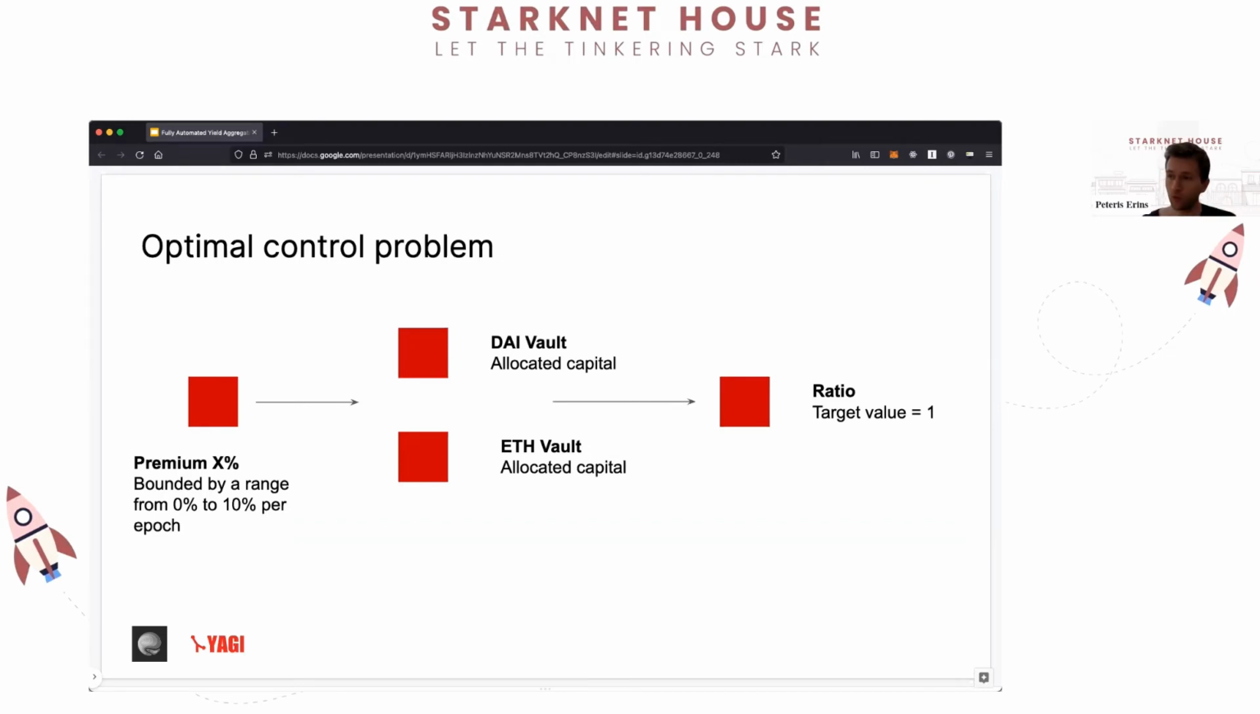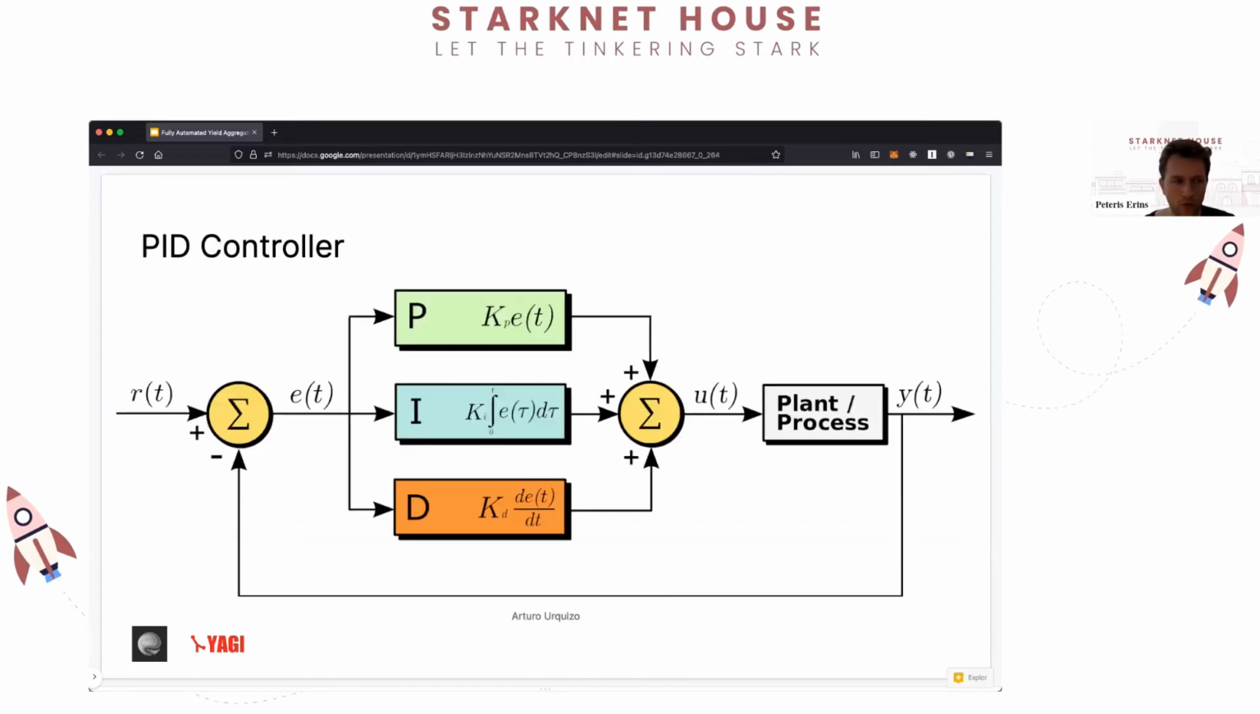Based on the premium, we'll have some response from the user base. We'll have some amount of capital going into each side, and our goal is to maintain the ratio as close as possible to 1. So how do we tackle it?